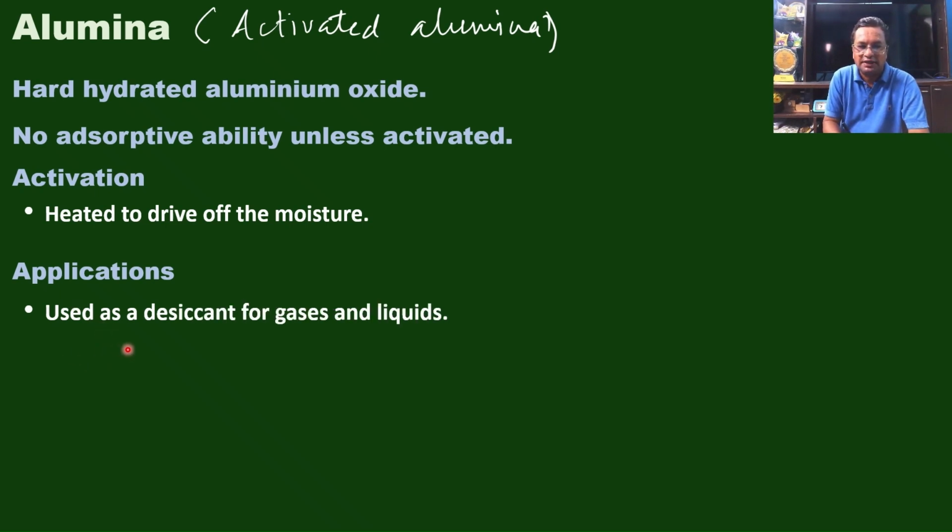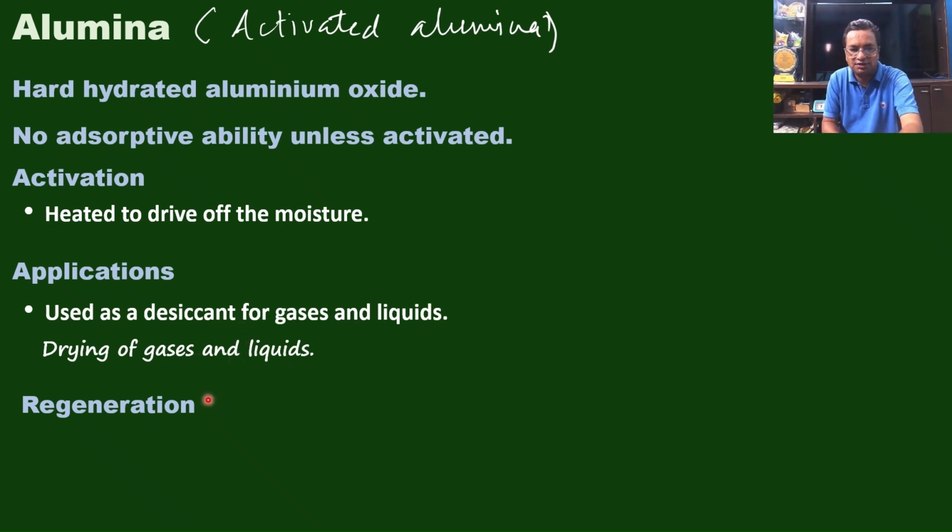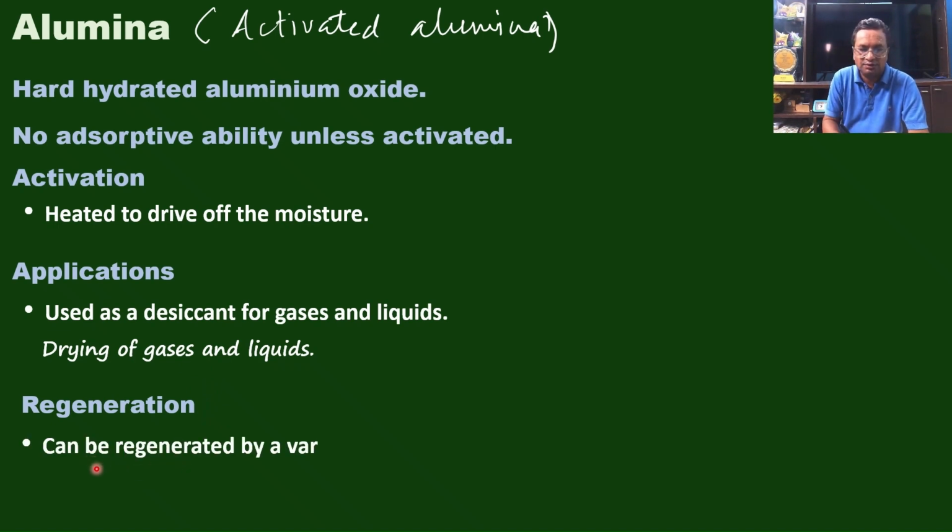What are the applications for activated alumina? It is used as a desiccant for gases and liquids, which will remove moisture from these gases and liquids. So it is used as a desiccant for gases and liquids, that is, drying of gases and liquids. This is the major application for activated alumina. You can regenerate it after it gets saturated. It can be regenerated. And how is this done? It can be regenerated by a variety of methods. You can regenerate it, and then you can use it for new adsorption operations.